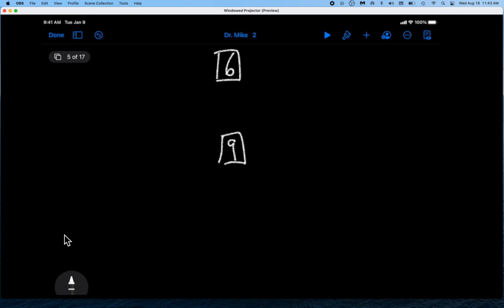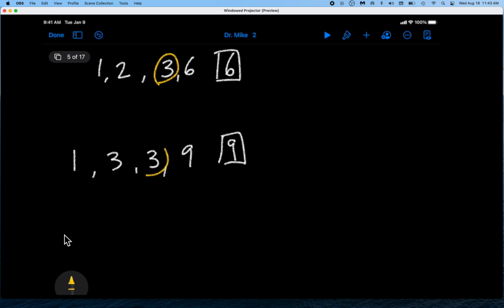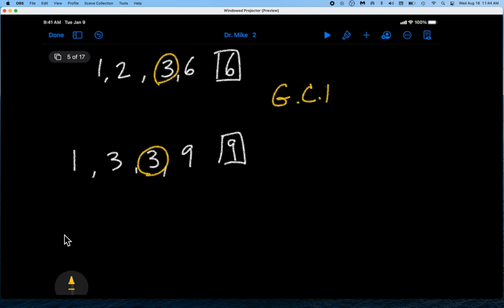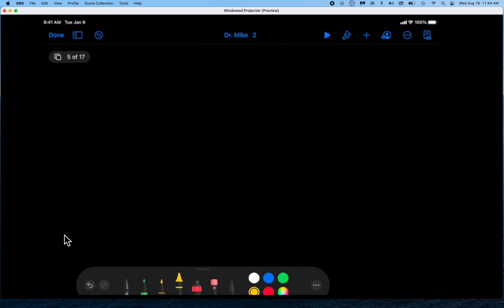Here they are. Folks, what are the factors of 6? 1 times 6, 2 times 3. What are the factors of 9? 1 times 9, 3 times 3. Do they have any common factors? They do. It turns out they only have one factor, therefore the greatest common factor is going to be 3. Let's do another example. What about 10 and 15?